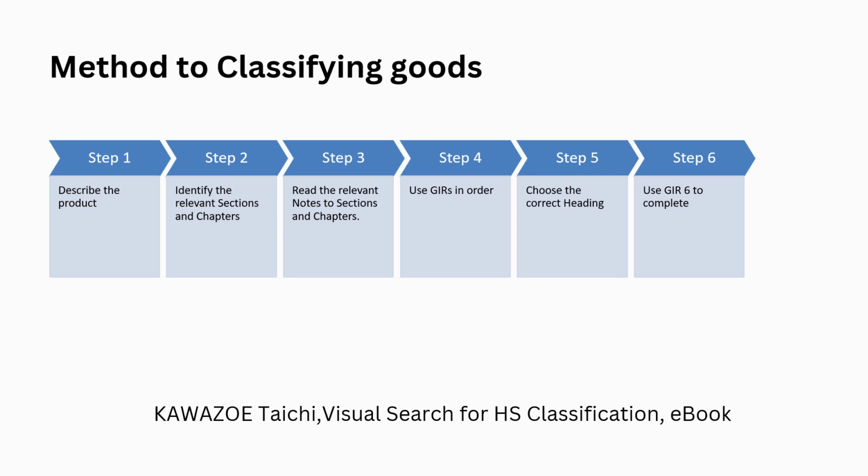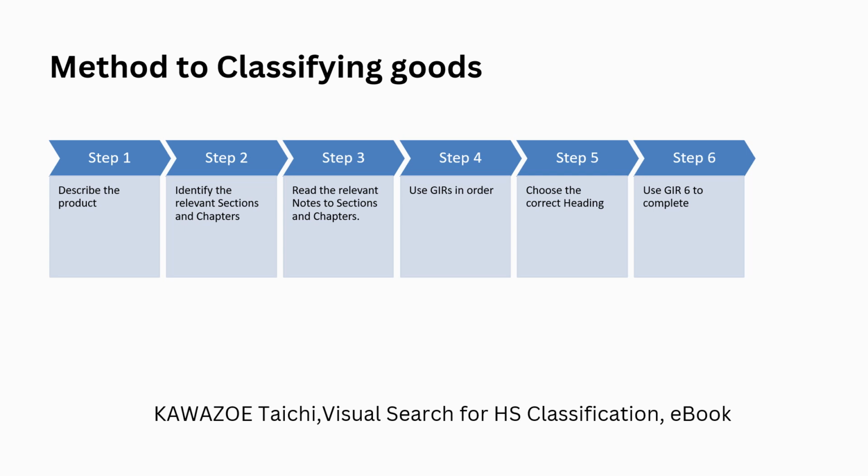Now, which is the method to classify the goods? This is a method that I took from Kawoshi Taiki. He has a book called Visual Search for HS Classification. You can find him on LinkedIn. You can actually buy the book, and you will see a lot of materials, a lot of pictures. He uses a lot of international databases. He is an expert in HS classification, and I really like how he broke down the method. So he has a 6-step method.